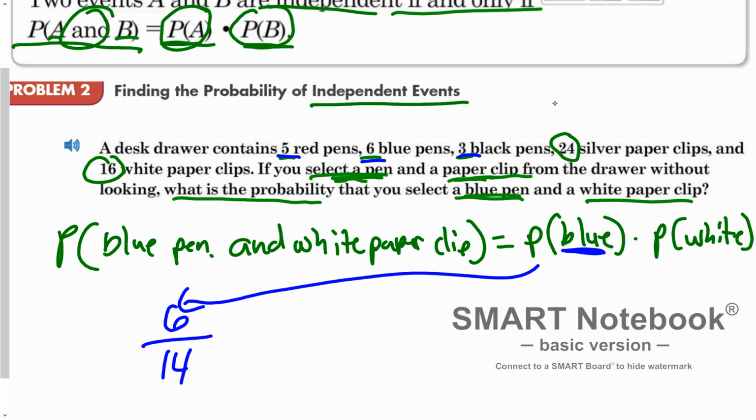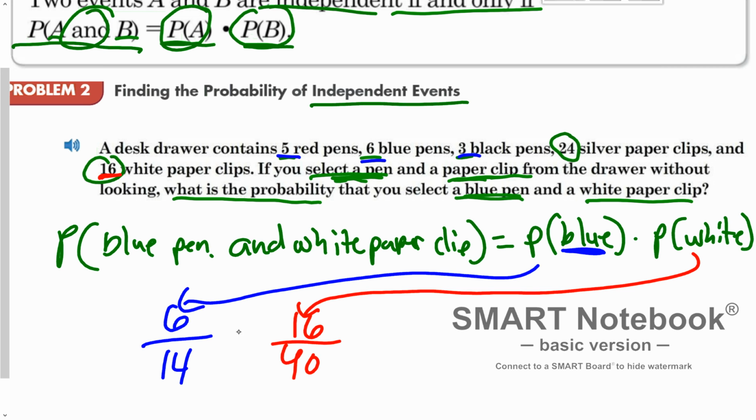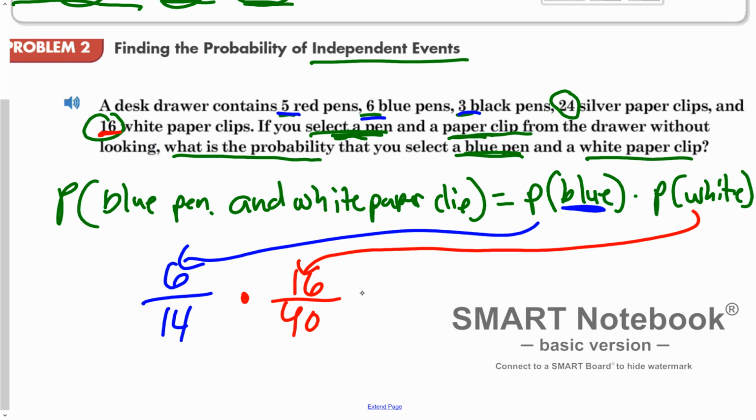And then for the paper clips, okay, the total amount of paper clips, 24 plus 16, so that's 40. And then how many are white? 16. So that's my numerator. Then I can just multiply these. And I can just multiply straight across, top times top, bottom times bottom. Or I could go ahead and reduce this, right?